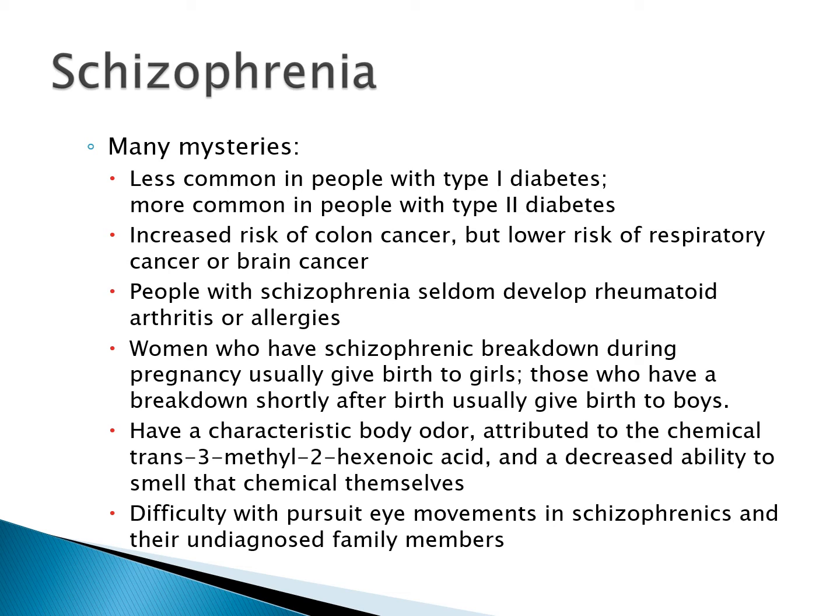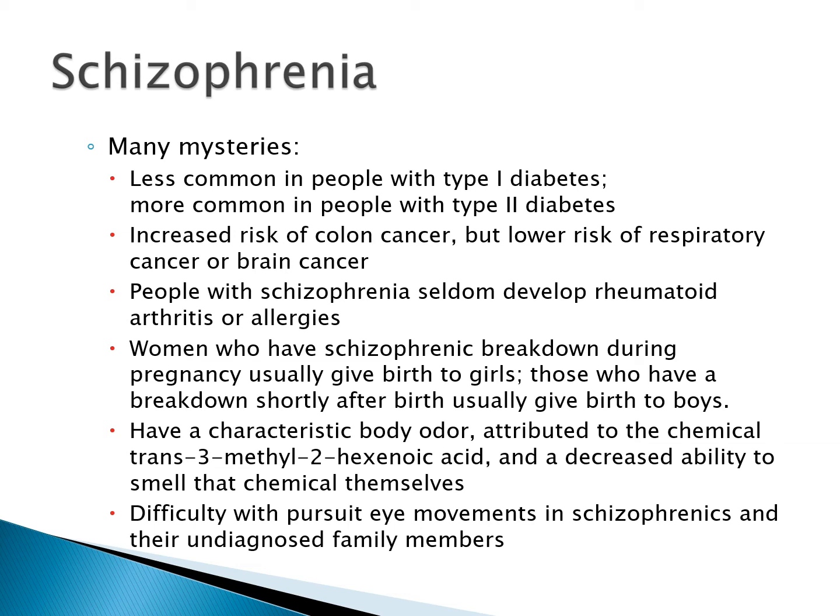But so it is less common in people with type 1 diabetes, more common in people with type 2 diabetes, so that diabetes that comes later in life and is more environmentally driven, most likely. Women who have a schizophrenic breakdown during pregnancy usually give birth to girls. Those who have a breakdown shortly after birth usually give birth to boys. Again, what all of that means is I'm not really sure. We don't know.